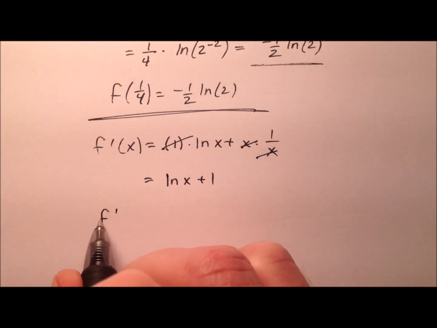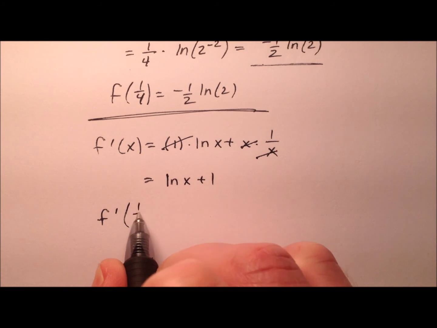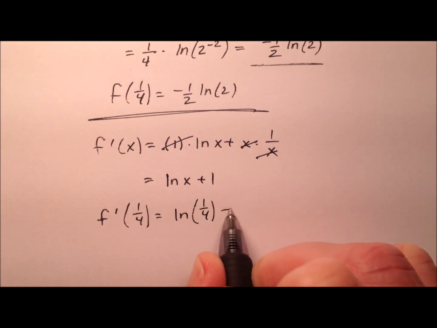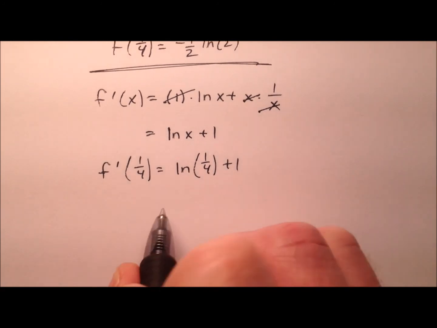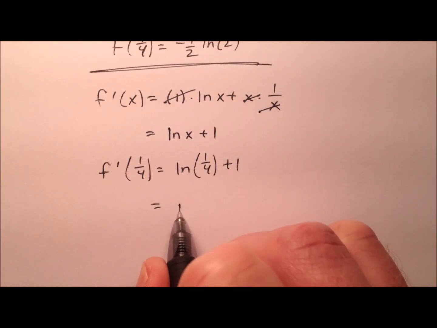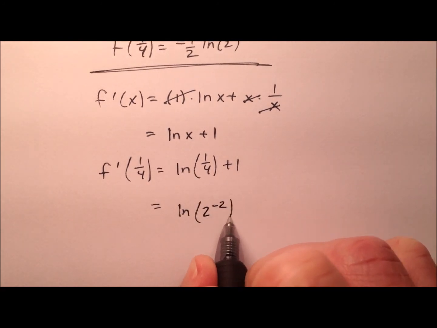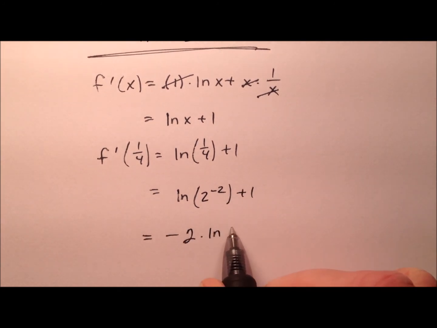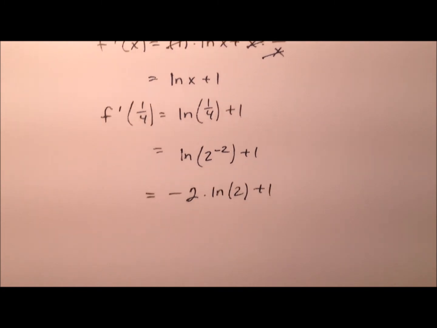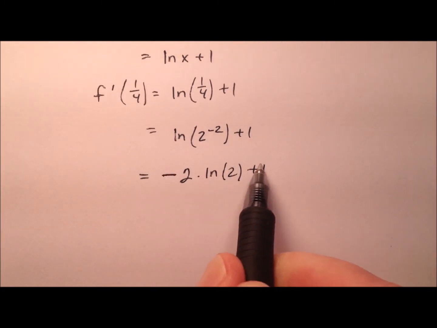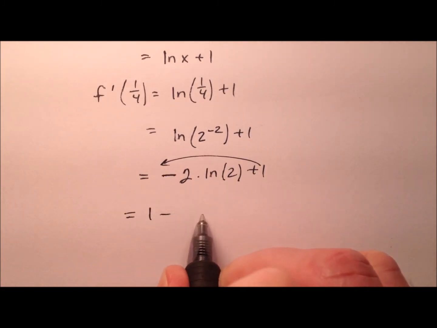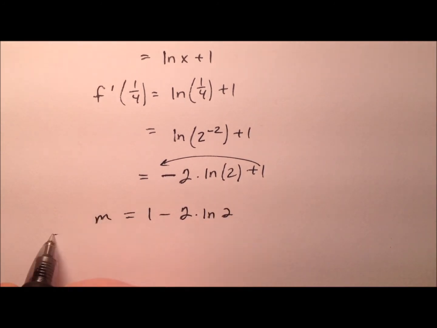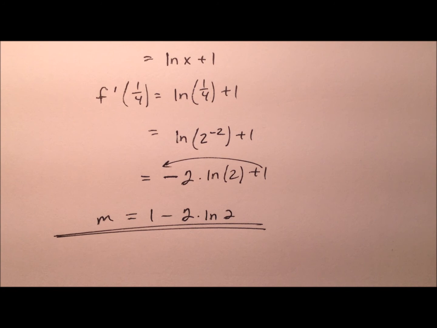So to find that slope, I'll need to find f prime at 1/4. So it ends up being the ln of 1/4 plus 1. And again, if you wanted to, you could rewrite this as the ln of 2 to the negative 2 plus 1, or negative 2 times the ln of 2 plus 1. And if you didn't like it leading with a negative, you could say 1 minus 2 times the ln of 2. And that will be my slope.